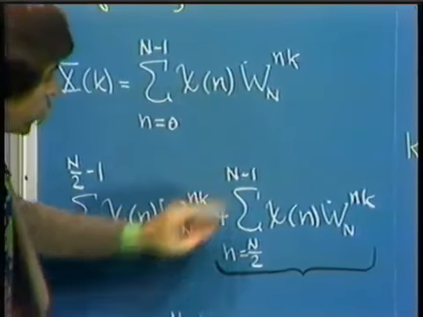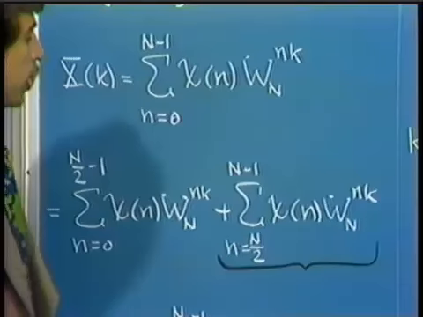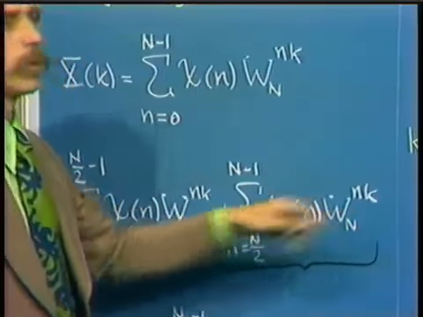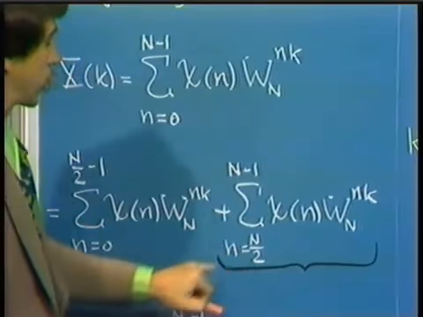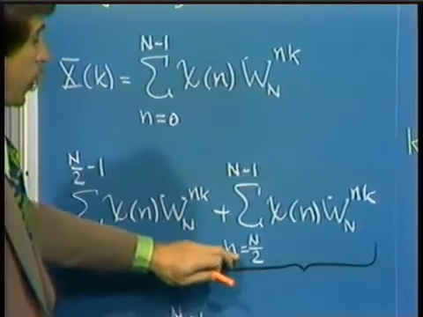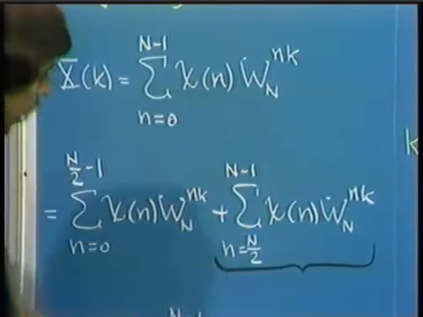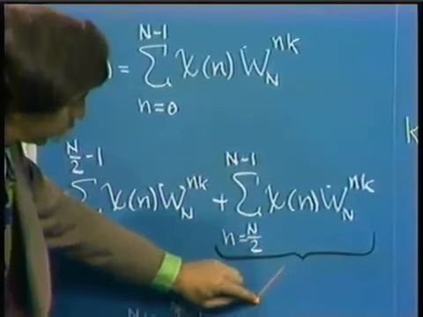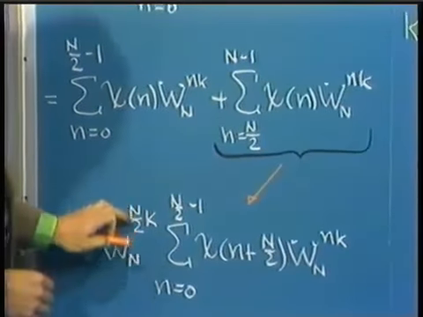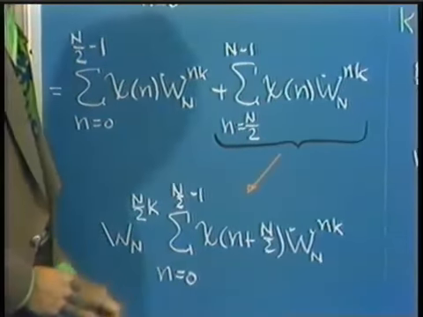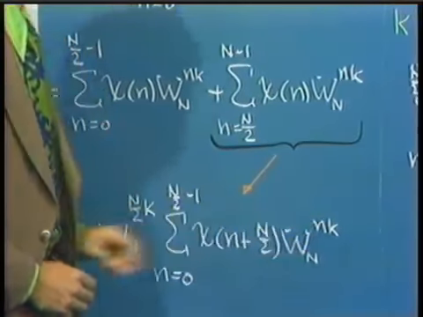Well, the sum over the second half of the input points we can rearrange somewhat differently by essentially implementing a substitution of variables so that the index on the sum is changed to an index from 0 to N over 2 minus 1. And if we do that, the sum that results then, the expression that results, is W sub N to the N over 2 k times the sum of x of n plus capital N over 2 times W sub N to the nk.